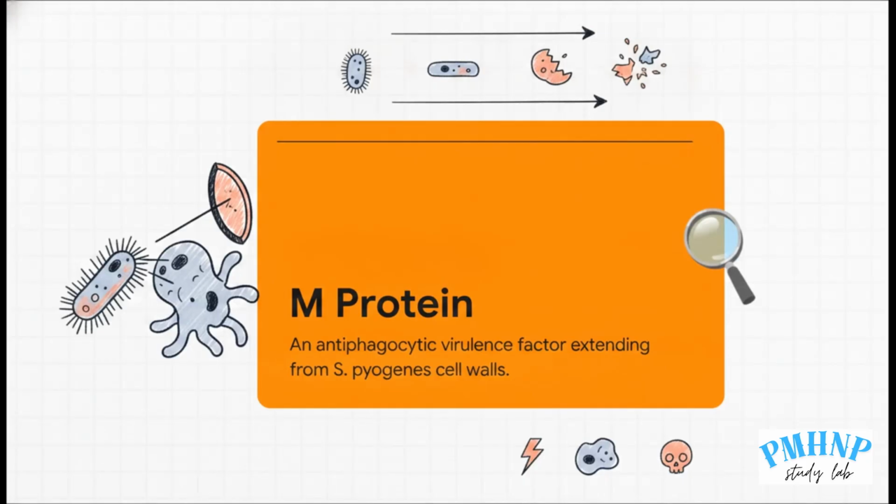You also really need to know about the M protein. Streptococcus pyogenes, the culprit behind strep throat, uses this as a major virulence factor. It's an antiphagocytic protein that extends right out of the bacterial cell wall and actively blocks your macrophages from engulfing it. It is literally fighting off your innate immune response hand to hand.